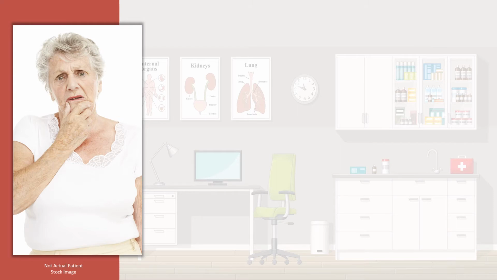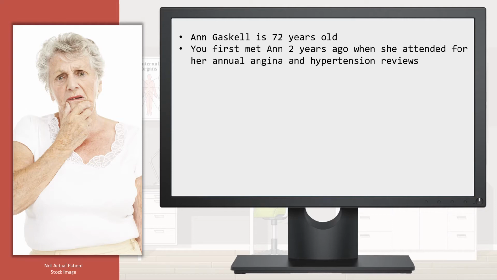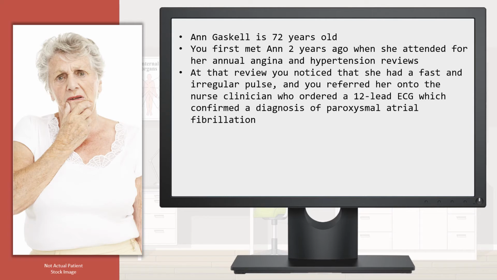So let's meet our patient for the purpose of this review. Here she is, the lovely Anne, who is 72 years old. Now then, you may remember meeting Anne 2 years ago when she attended for her annual angina and hypertension reviews. At that review, you did notice that she had a fast and irregular pulse, and you referred her, quite rightly, onto the nurse clinician who ordered a 12-lead ECG, and ultimately Anne was diagnosed with paroxysmal atrial fibrillation.